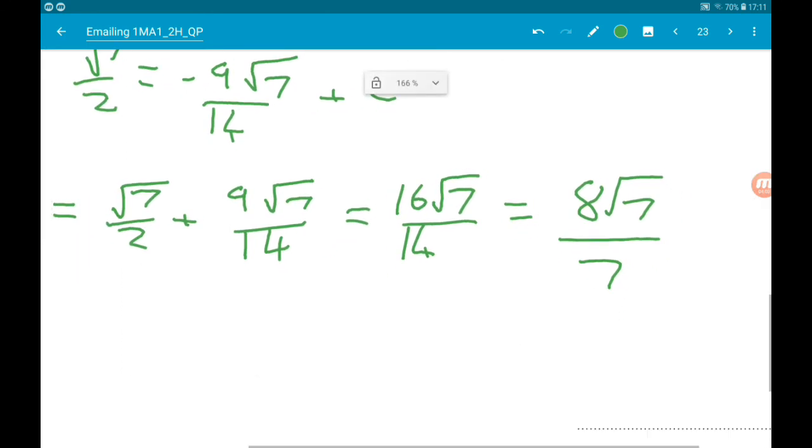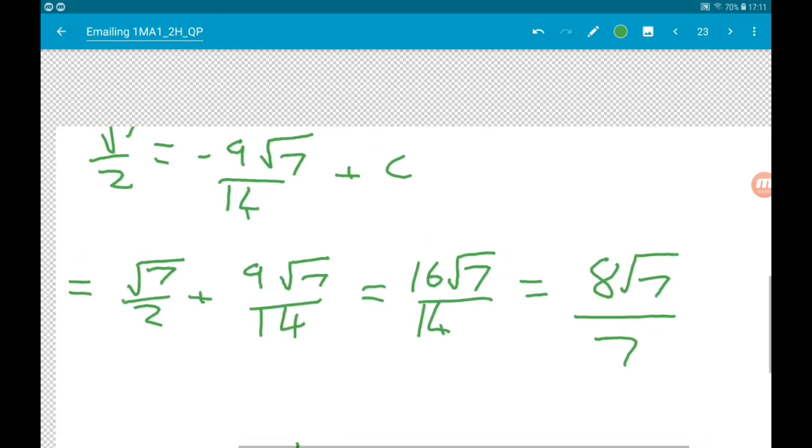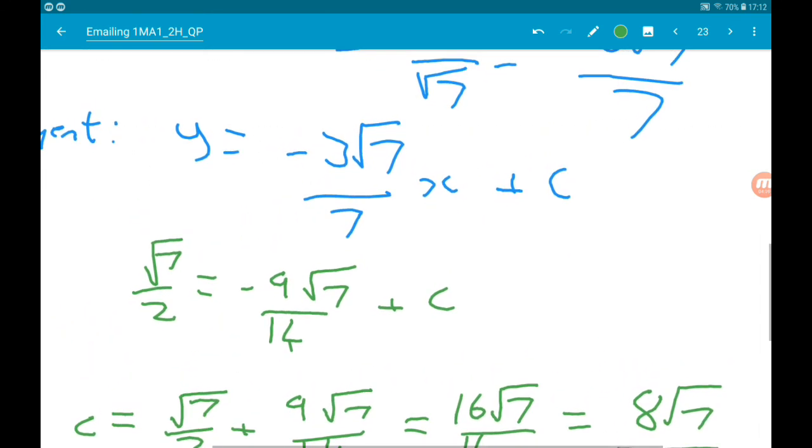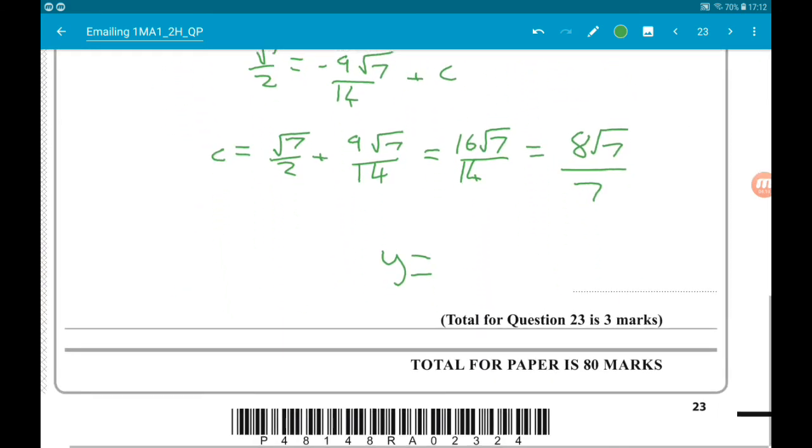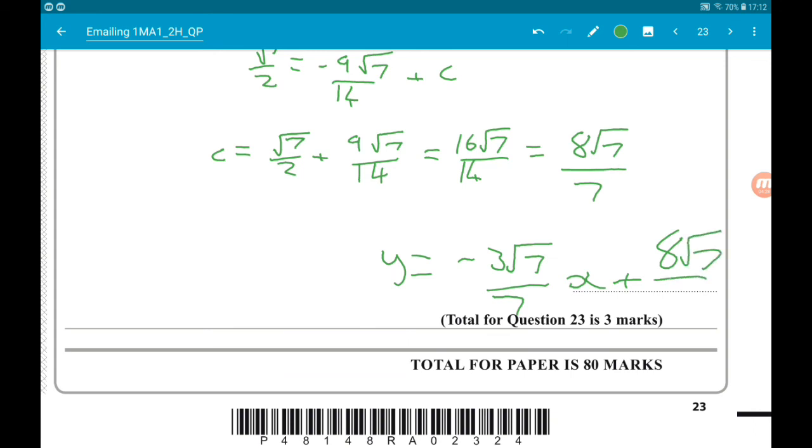So the equation of our tangent is y is minus 3 root 7 over 7 x add 8 root 7 over 7. Ridiculous question, but there it is, done.